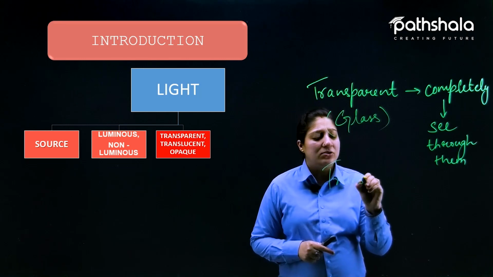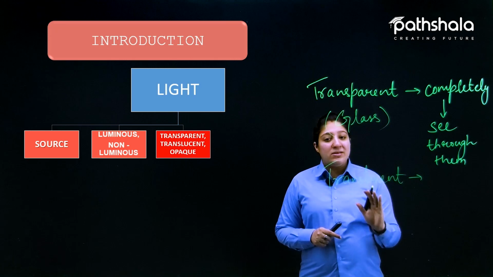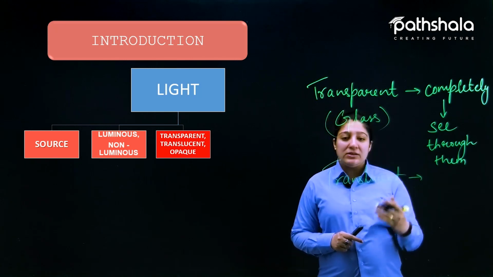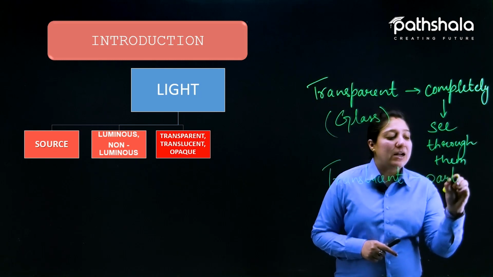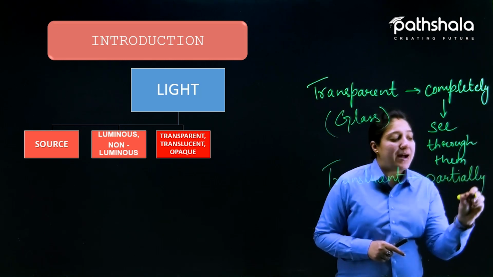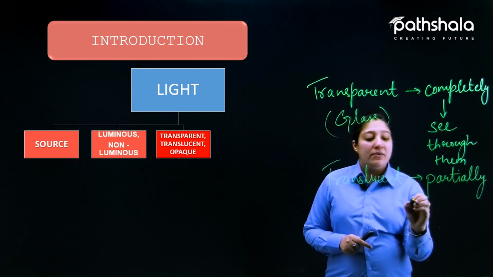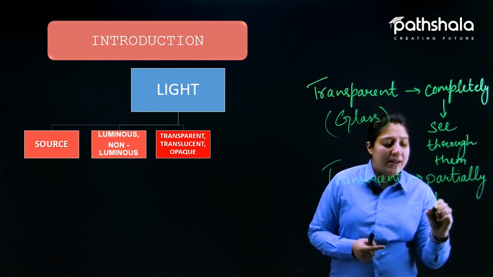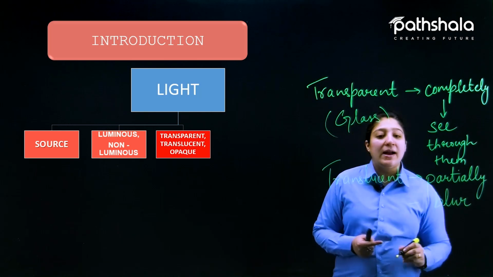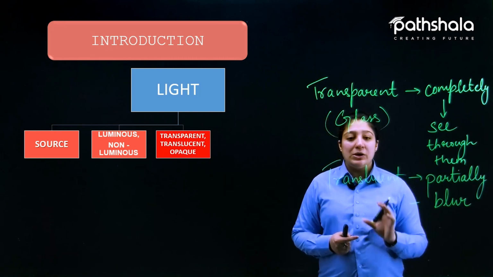So what is translucent basically? In this case, these objects do allow the passing of light, but partially. Some portion of the light is allowed to pass and the other is reflected back. Because of that, we do see the objects that are present behind them, but they are visible to us quite blurred.